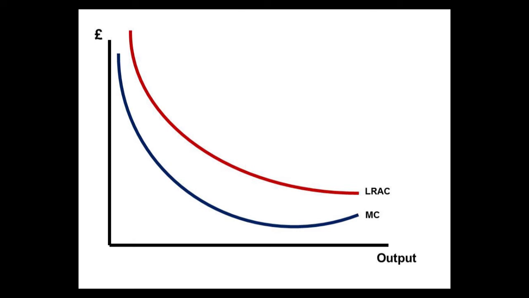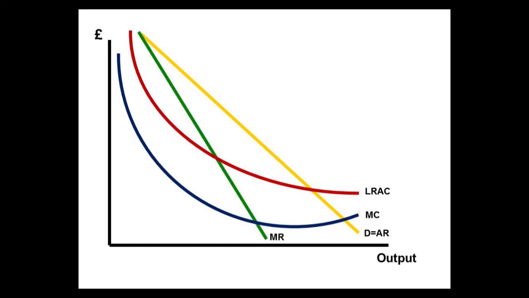Our demand is downward sloping. This is a firm which is the industry and therefore has a downward sloping demand curve, which is the average revenue curve, and we know that marginal revenue is downward sloping twice as steep as the AR curve.